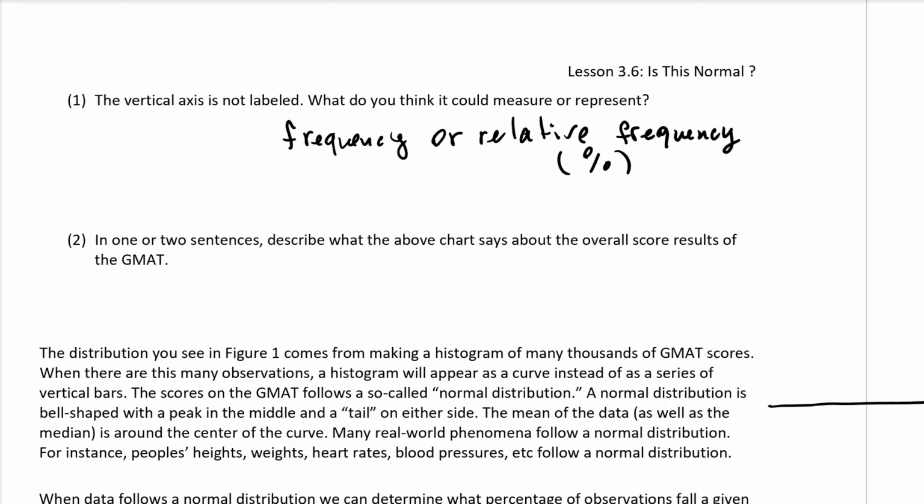So that's how the normal distribution would look ideally. There's a peak and then it levels off. You might have heard the term bell curve. So that's what a normal distribution is. It has tails and it has a peak in the middle. The mean of the data as well as the median will be right in the center.